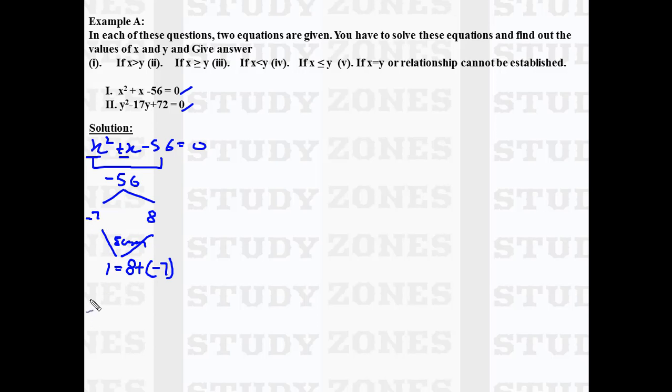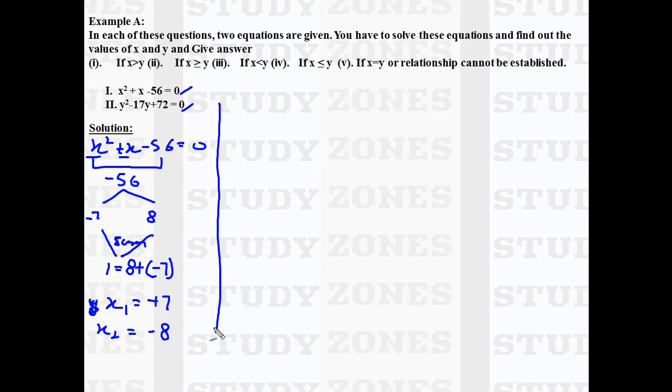While getting our final answer, x1 equals plus 7, we have to change the sign while we are writing our final answer. Negative becomes positive and positive becomes negative. So x2 equals minus 8.